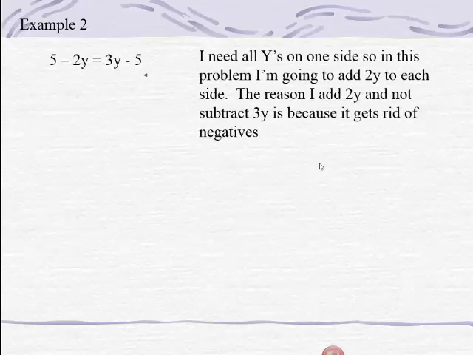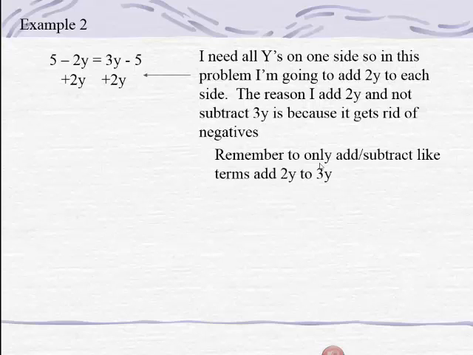Let's try another. Example 2. This one's a little different. I have 5 minus 2y equals 3y minus 5. So I want to do my variables first. I can add 2y or subtract 3y. What do you want to do first? I want to add 2y. The reason being is I can avoid negatives.